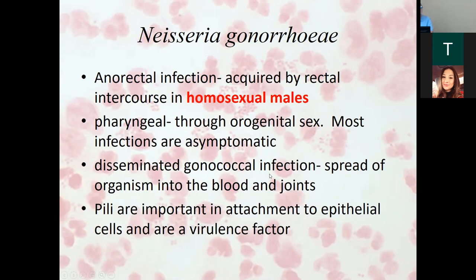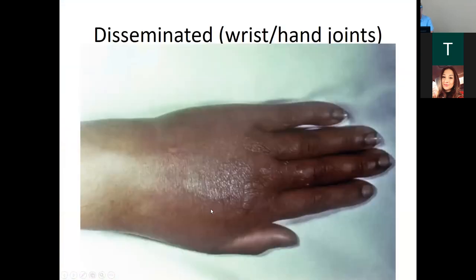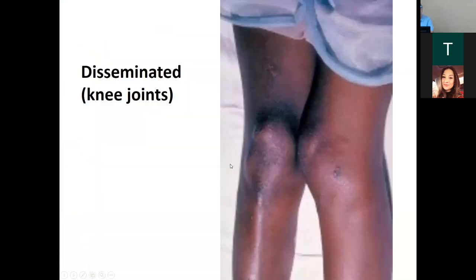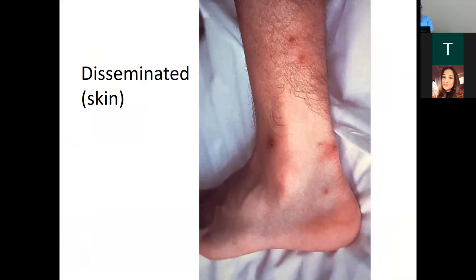Disseminated gonococcal infections. This is spread. You've got a gonococcal infection in the urogenital area, but your blood and your joints are being infected. So we might have hand and wrist being infected, eyes, knee joints, ankles, or skin, skin infections.